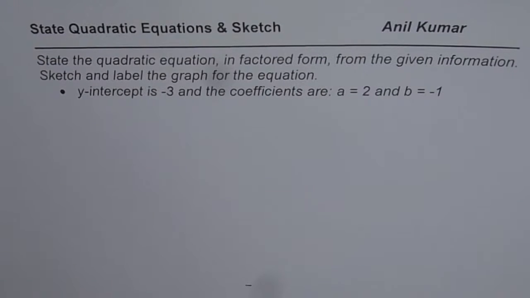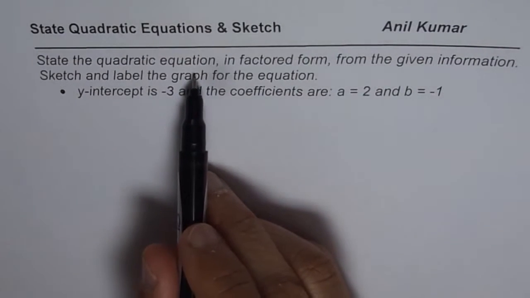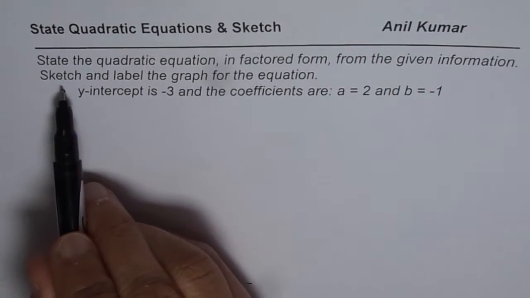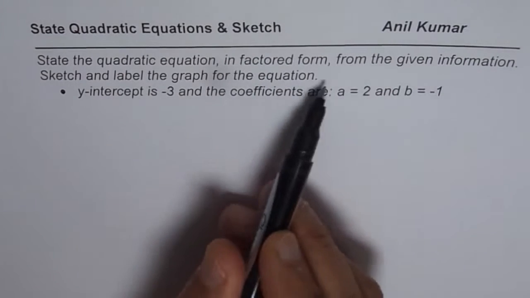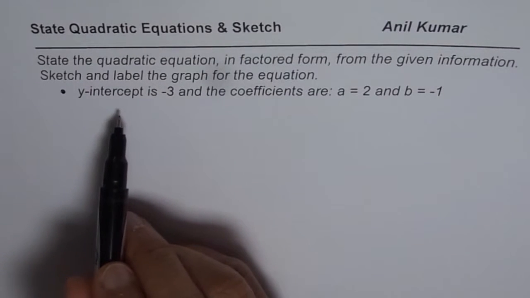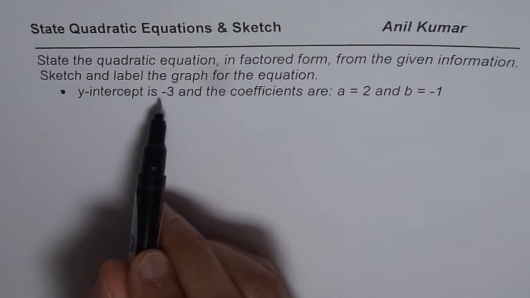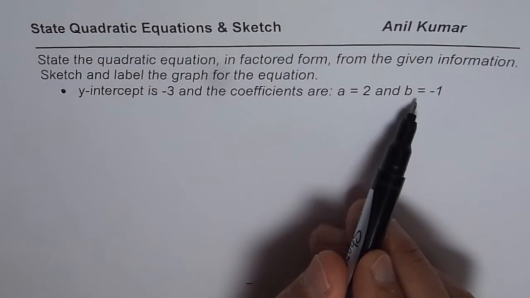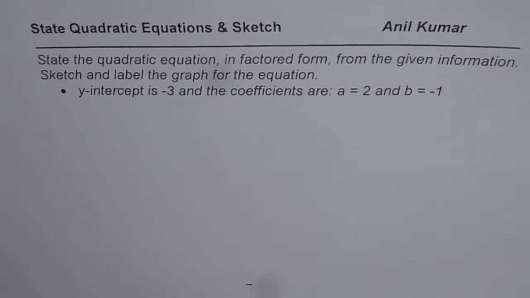I'm Anil Kumar, and here is a test question for you to state a quadratic equation and sketch it. The question is: state the quadratic equation in factored form from the given information. Sketch and label the graph for the equation. Information given to you is y-intercept is -3 and the coefficients are a equals 2 and b equals -1. I'd like you to pause the video, solve the question, and then look into my suggestions.